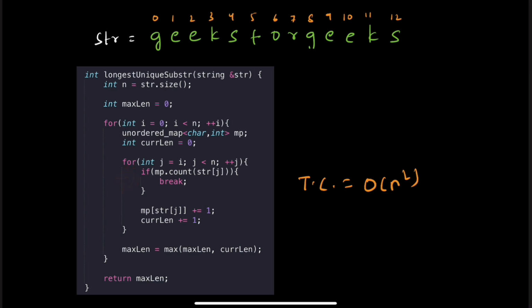But instead of a hash map, if we would have used the conventional method to iterate from the ith position to the j minus 1 position to check for the character at the jth position, it would have taken an extra O of n, right?